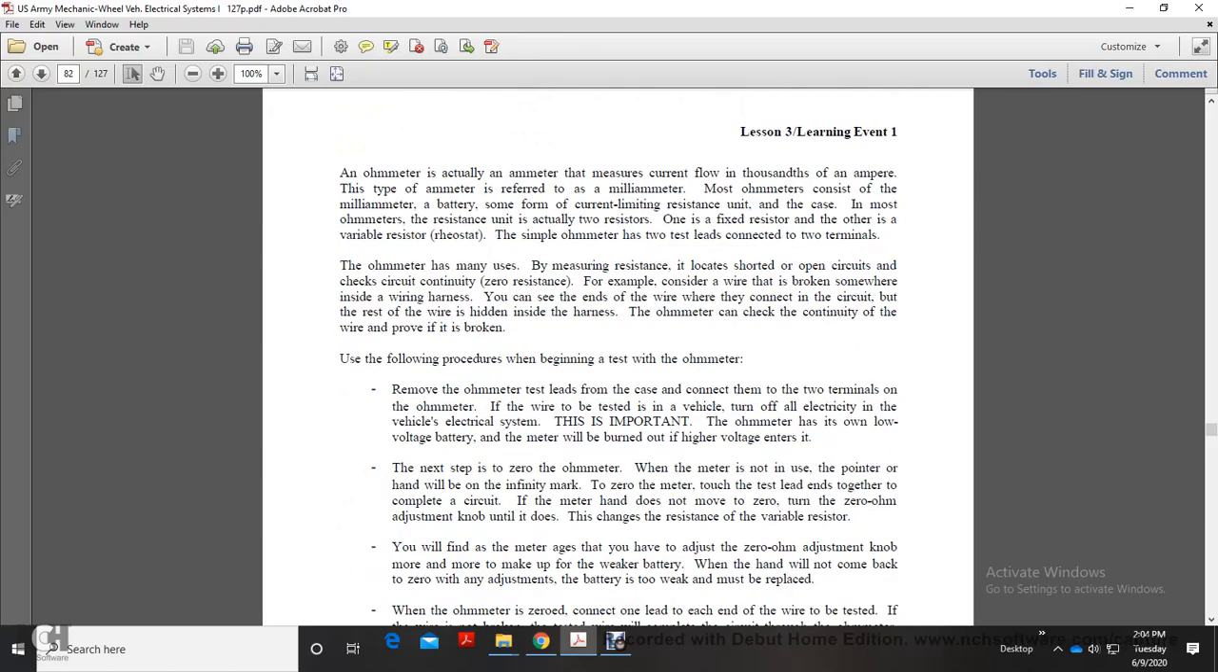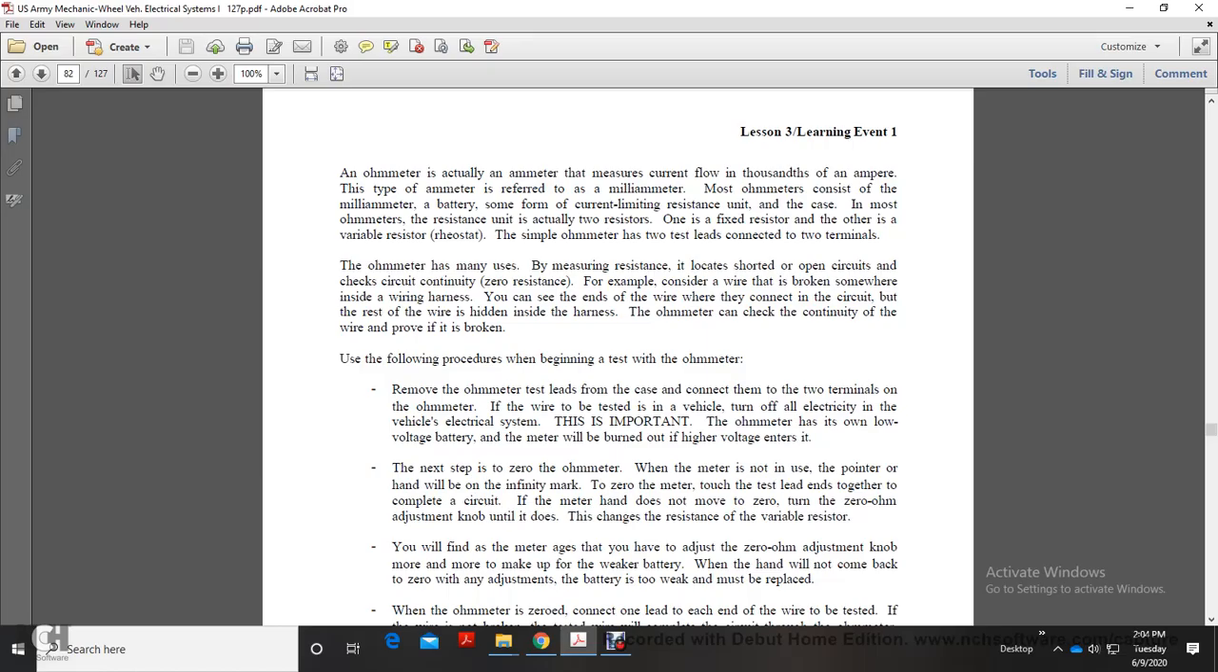An ohmmeter is an ammeter that measures current flow in thousandths of an ampere, a type of ammeter referred to as a milliamp meter. Most ohmmeters consist of a milliamp meter with a current limiting resistance unit. In this case, the ohmmeter has a resistance unit of actually two resistors, one fixed resistor and the other a variable resistor. The simple ohmmeter has two test leads connected to two terminals.